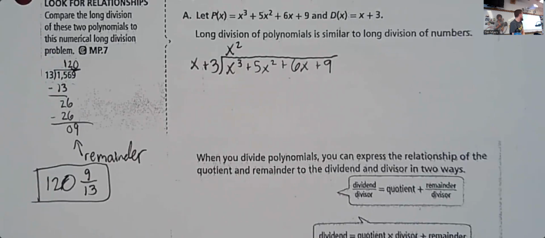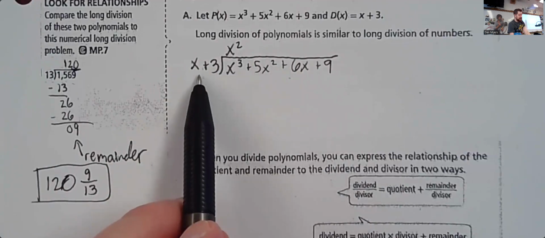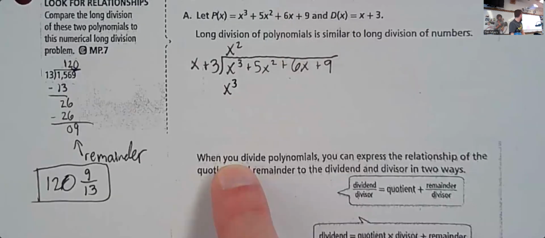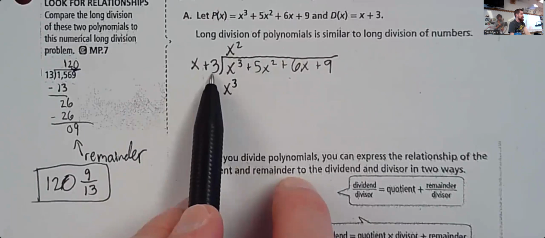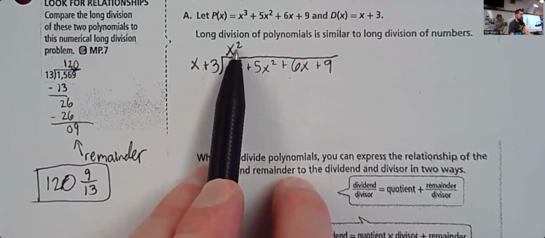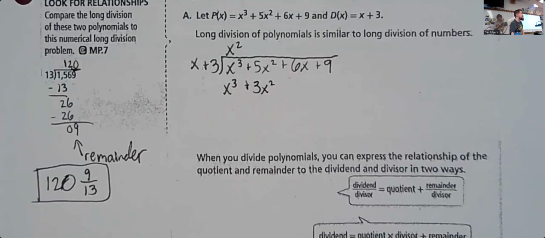Then we're going to do the same thing we do with regular long division. We're going to take our x squared, multiply it by x, and write that underneath here, which is x to the third power. Then we also have to multiply x squared by the 3 because there's 2 things in our divisor. So x squared times 3 is 3x squared. So we're going to write plus 3x squared underneath that.